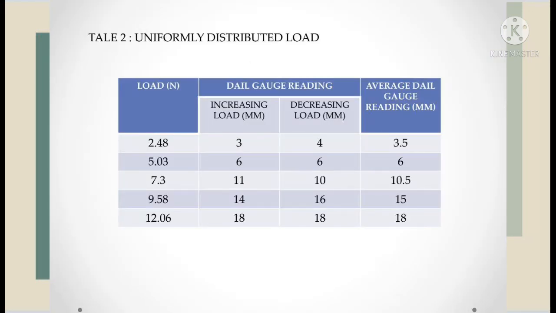Second table is uniformly distributed load. Load for my uniformly distributed load is 2.48, 5.03, 7.3, 9.58, and 12.06. After that, I write all my data that I get from the experiment and I calculate the average of their gauge reading in millimeter.